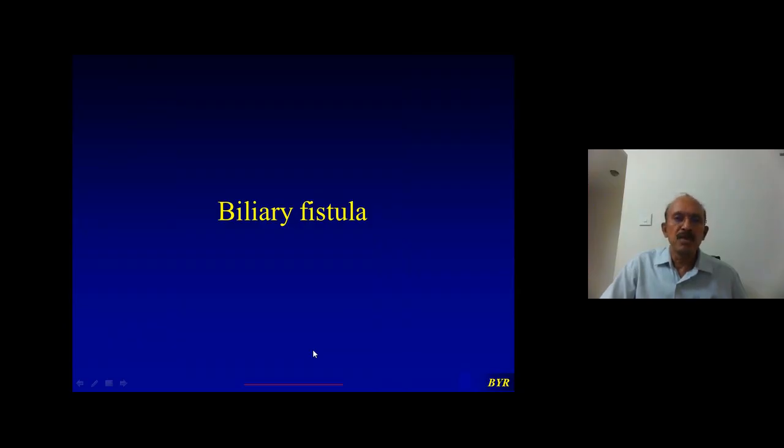Next is the biliary fistula, and there are some more conditions like carcinoma of the gallbladder, cholangiocarcinoma, and parasitic infection of the bile duct. That will take another 40 or 45 minutes, so we will do it in the next class. With this, we are going to complete the topic on the liver.